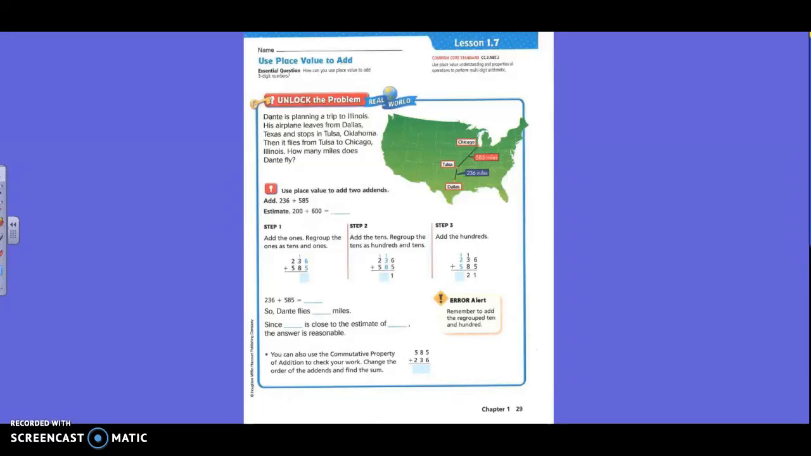Using place value to add 3-digit numbers. This just basically means you're going to stack and add. I already know you're very good at this. You're going to be good at this when we practice it too. The first thing we need to do is read the story.